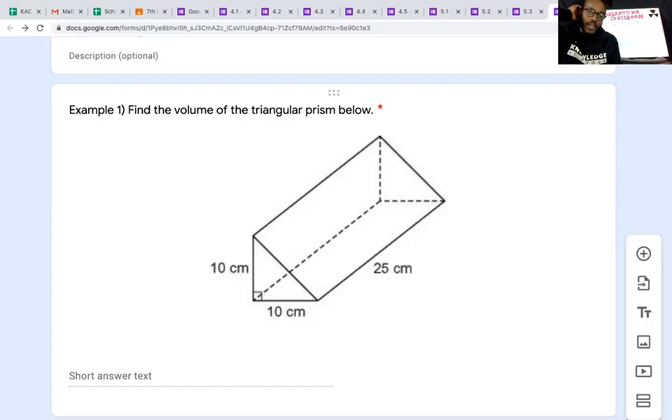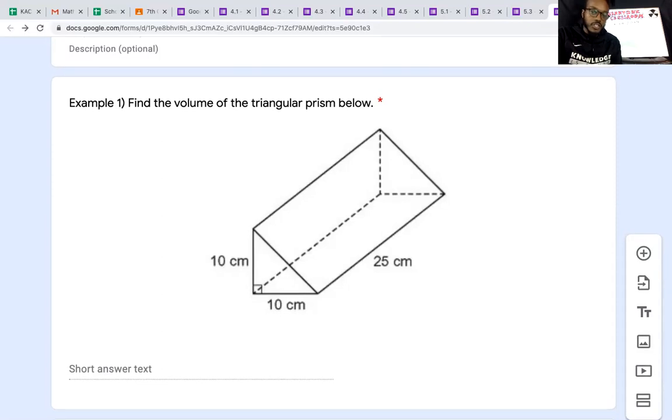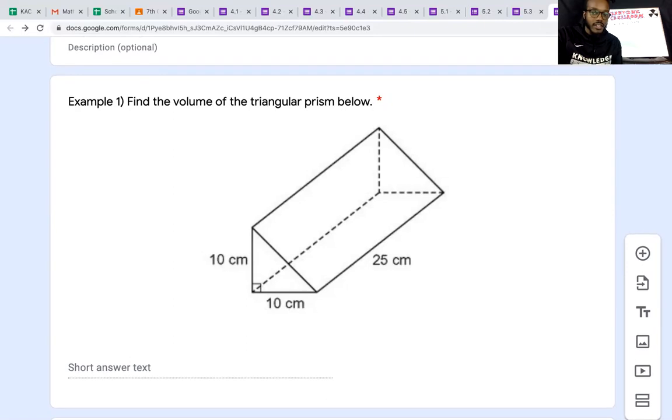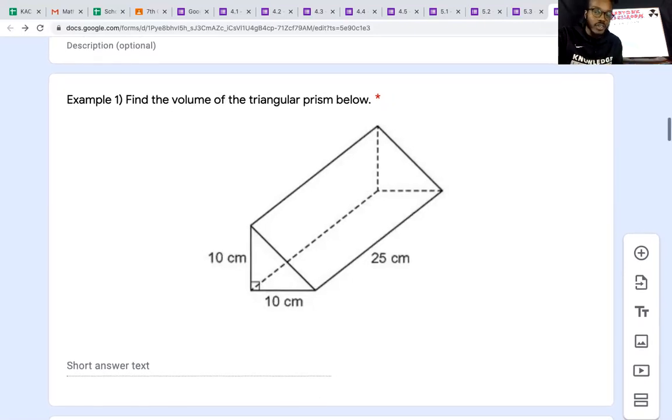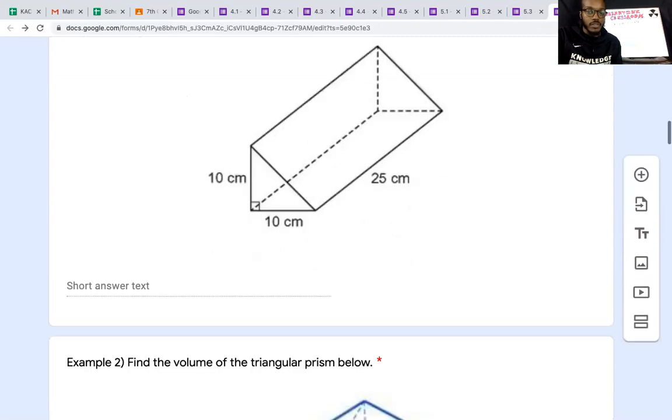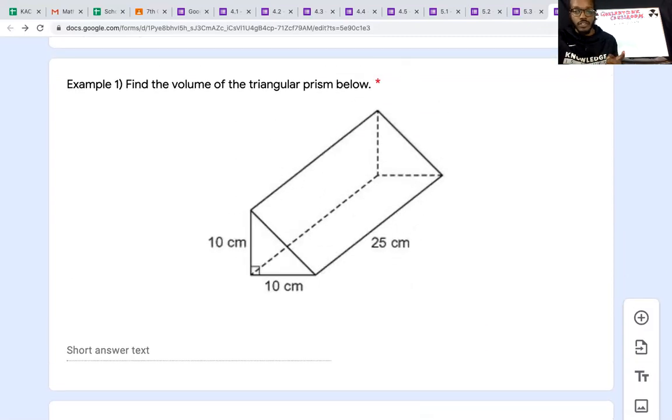All right, I have a triangular prism. I can tell because it has 2 triangle bases and 3 rectangle faces. The base triangle has a base of 10 and a height of 10, and the depth or the length of the rectangular base is 25 centimeters. So what we have to do is find the area of the triangle first, and then multiply that times the length of our rectangular face. So without further ado, let's do it.